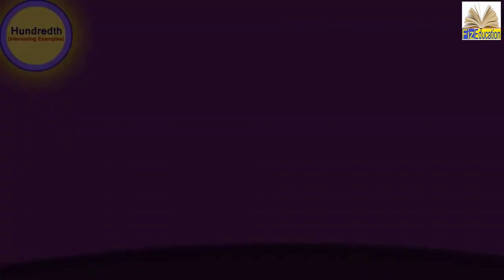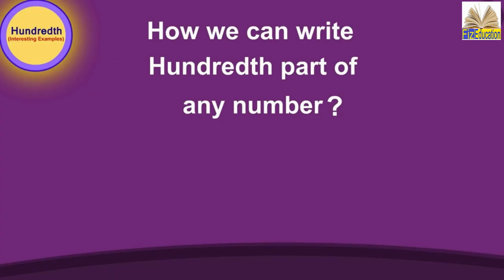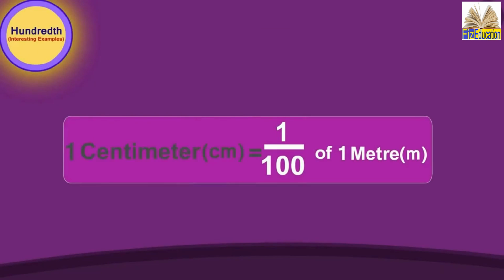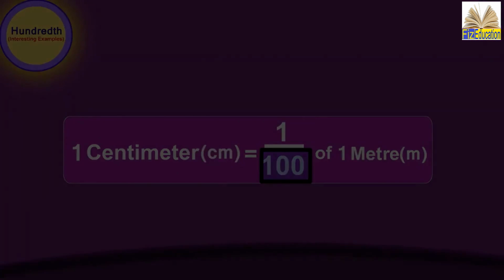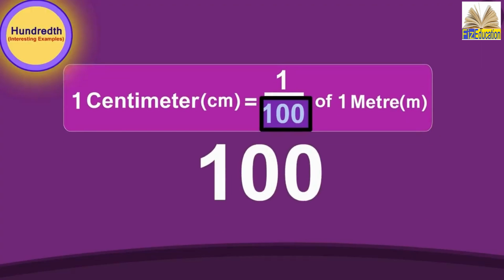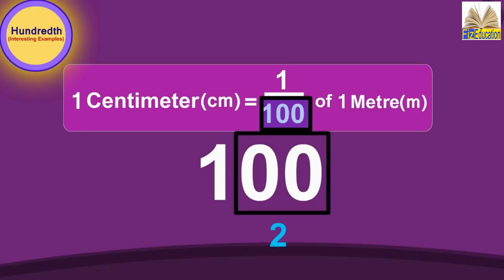Let me tell you how we can write the 100th part of any number using decimal point. A centimeter is 100th of a meter. Here we are dividing 1 by 100. Can you tell me how many zeros are there in 100? Uncle asked Chanda. 2 zeros.